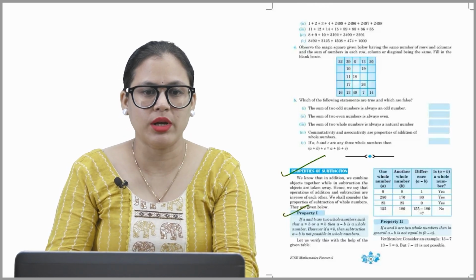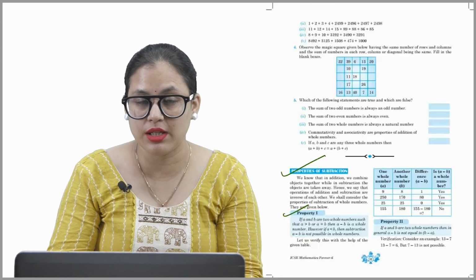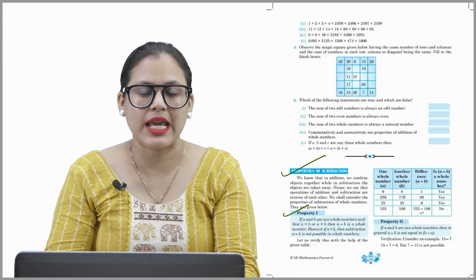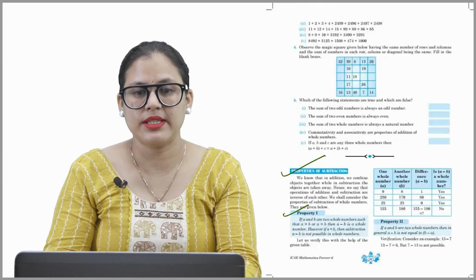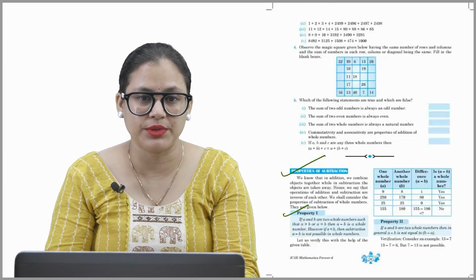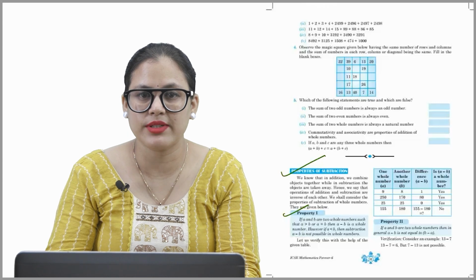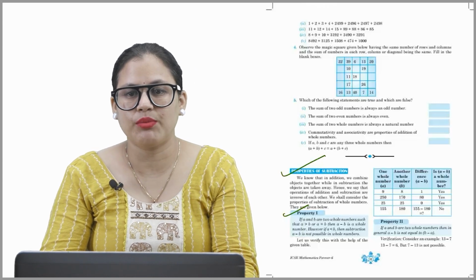Property 1. If A and B are two whole numbers such that A is greater than B or A is equal to B, then A minus B is a whole number. However, if A is less than B, then subtraction A minus B is not possible in whole numbers, right? Let us verify this with the help of the given table.